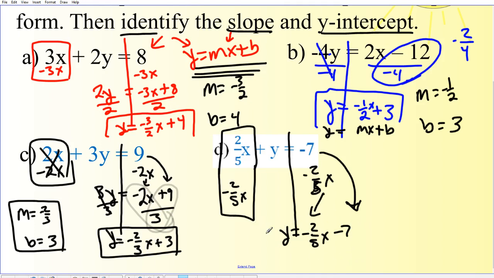This is now in slope-intercept form. I got y equals, the number in front of the x is the slope. The one without a variable, the constant, is the y-intercept. So my slope is negative 2/5, and my intercept is negative 7.